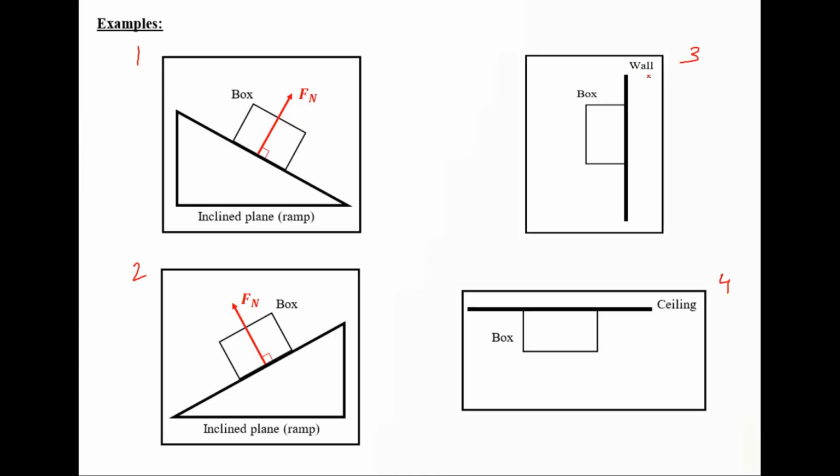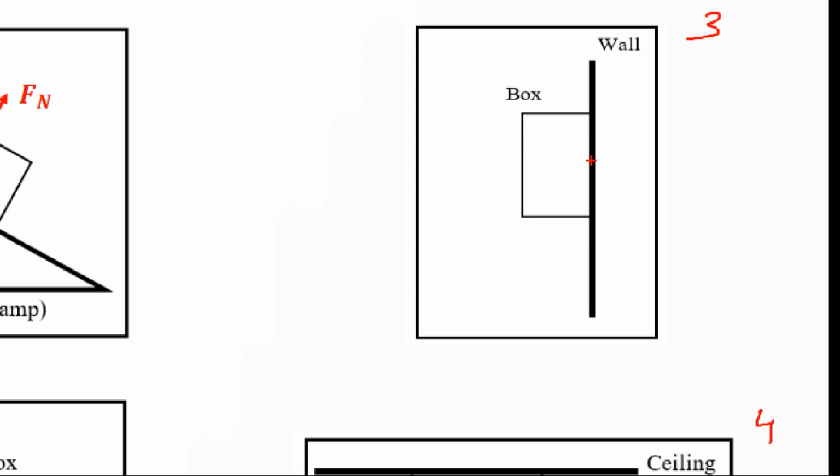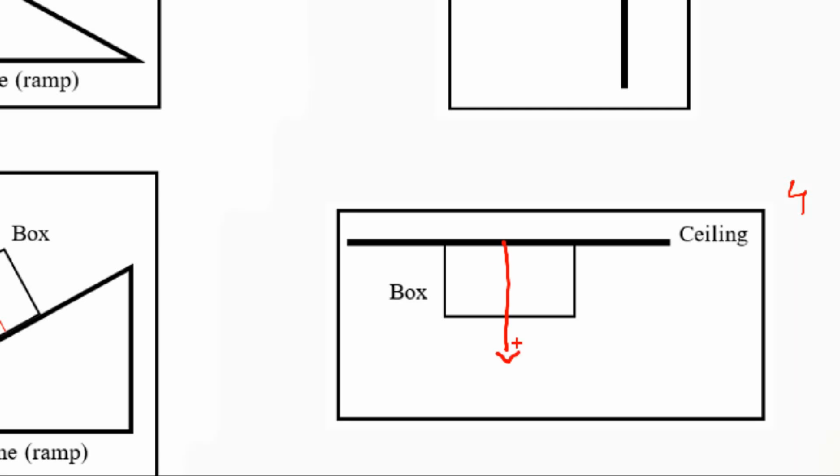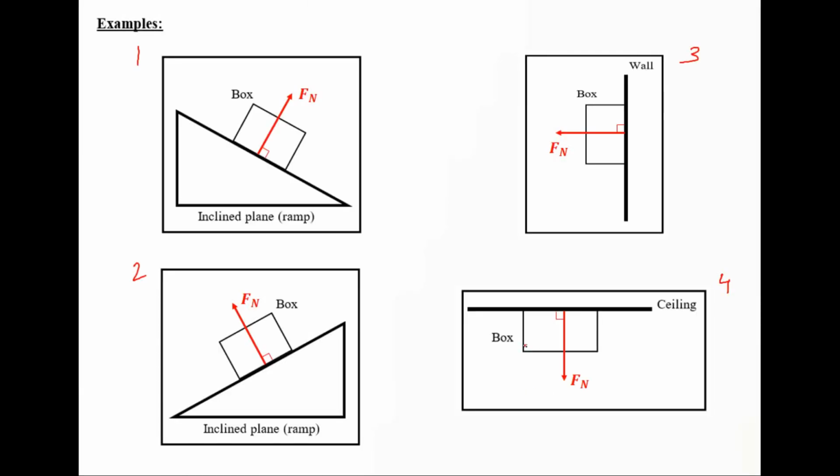Now for the wall, remember the rule that we're following is that the normal push is perpendicular to the support, and here for the ceiling, the normal push is perpendicular to the support, which is the ceiling. Here we're only representing the normal push on the box.